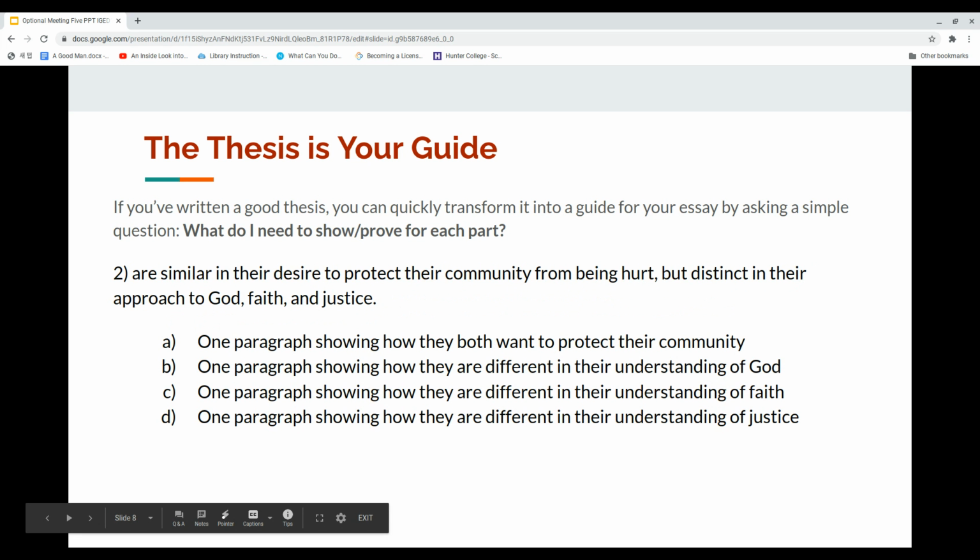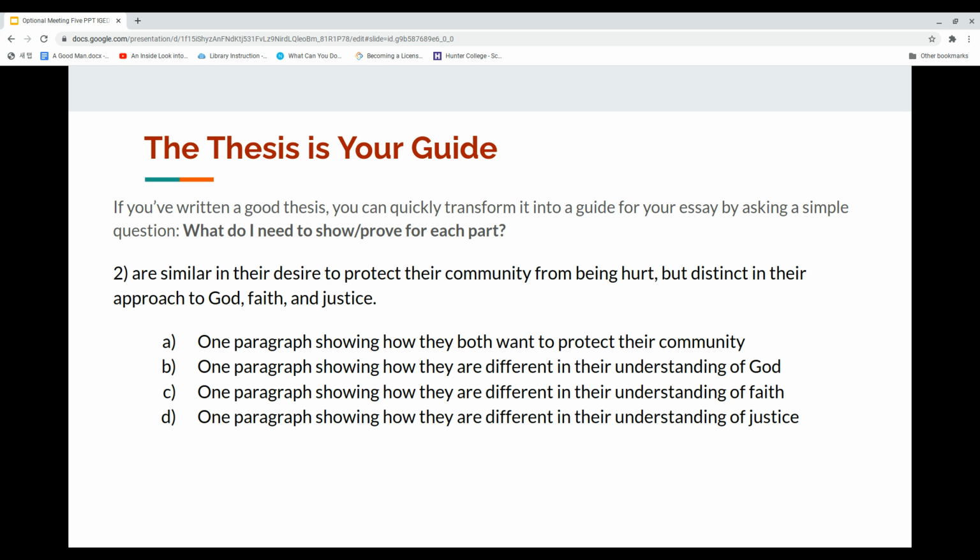For the middle part of the thesis, we've got a lot more work to do. If we want to show our readers how they're similar in terms of protecting their community, but different in their approach to God, to faith, and to justice, that suggests we need probably 4 paragraphs, right? One for each of those ideas. And in each paragraph, we're going to bring in an argument where we look at each character in turn, we provide some evidence, and we make a case that, for example, in the first paragraph, that they both want to protect their community, or after that, that they're different in how they understand God.